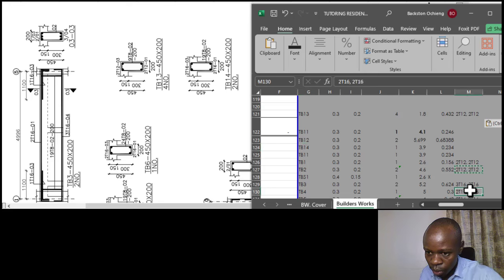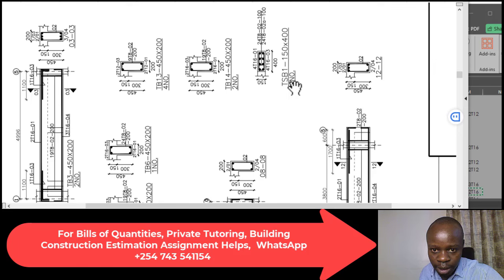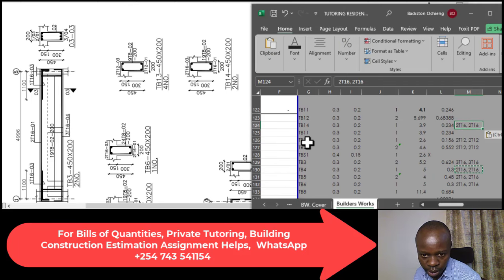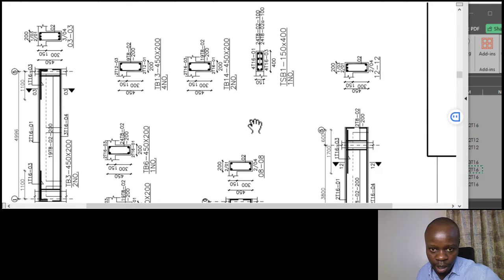TB14, we look for 2T16, and then we paste it here. Okay, that is 14. This is now TSB1. TSB1 is here, and reinforcement.